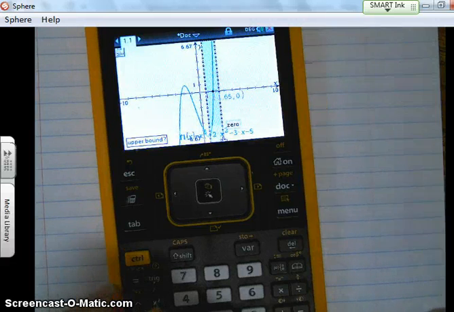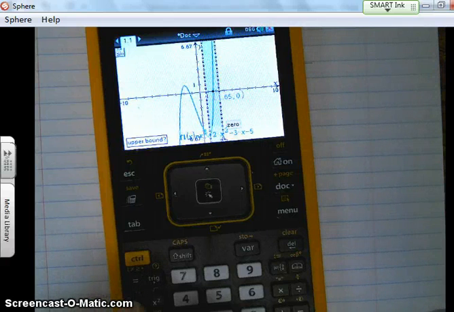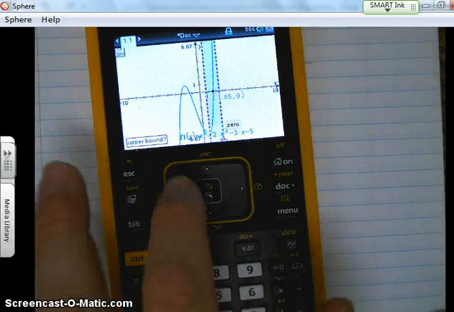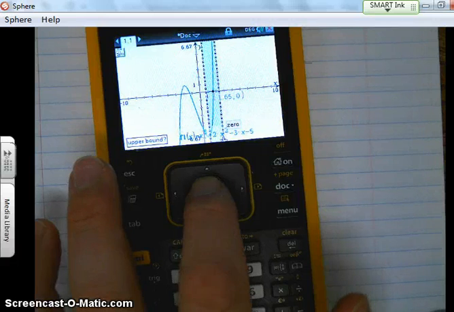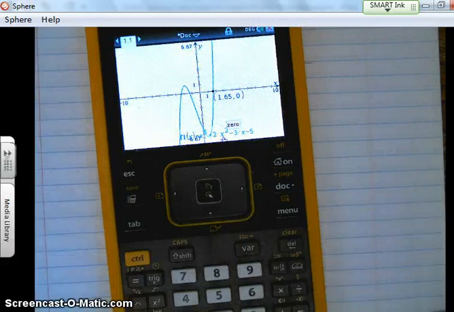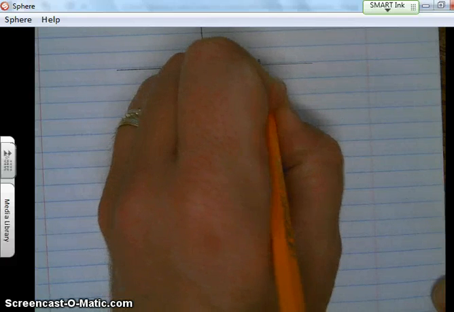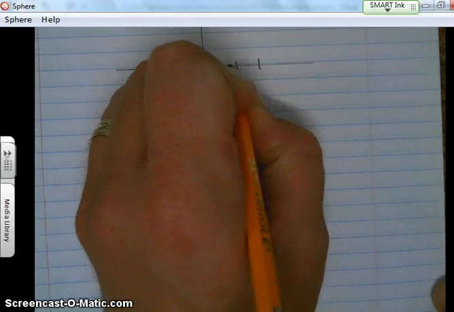So it looks like it's going to be at 1.650. Let's just press enter. Press the middle button. Oh yeah, 1.650. So that's going to be one of our solutions.